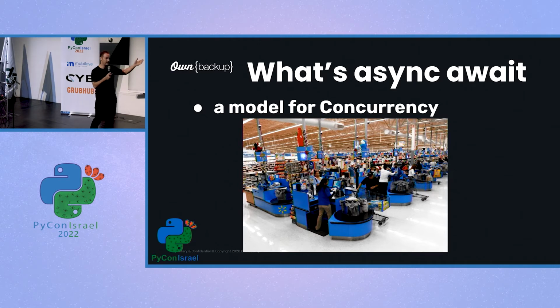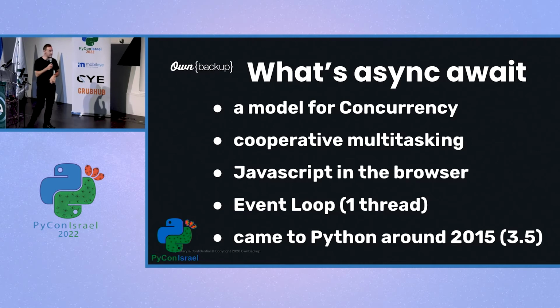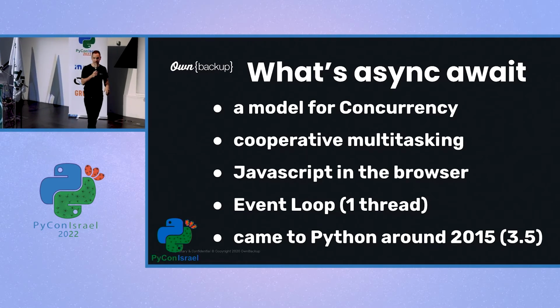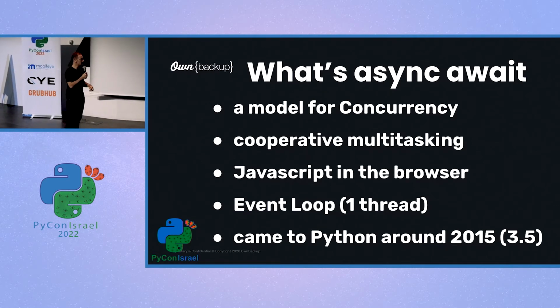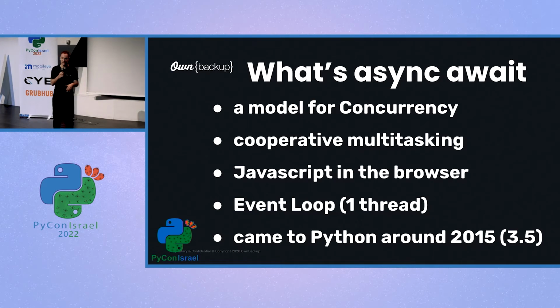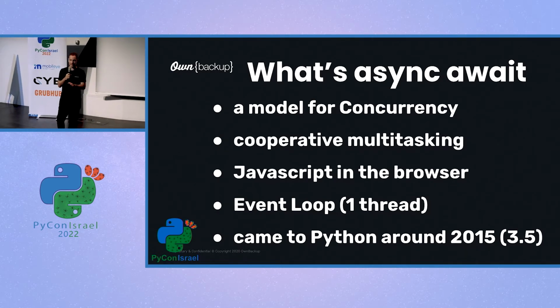This is the multi-threaded model of concurrency, right? Many execution units running in parallel, okay? And this is kind of the standard model of achieving concurrency. But we can contrast it with another model of concurrency, which is the async-await model. So async and await is a model of cooperative multitasking. I'll explain this in a minute.